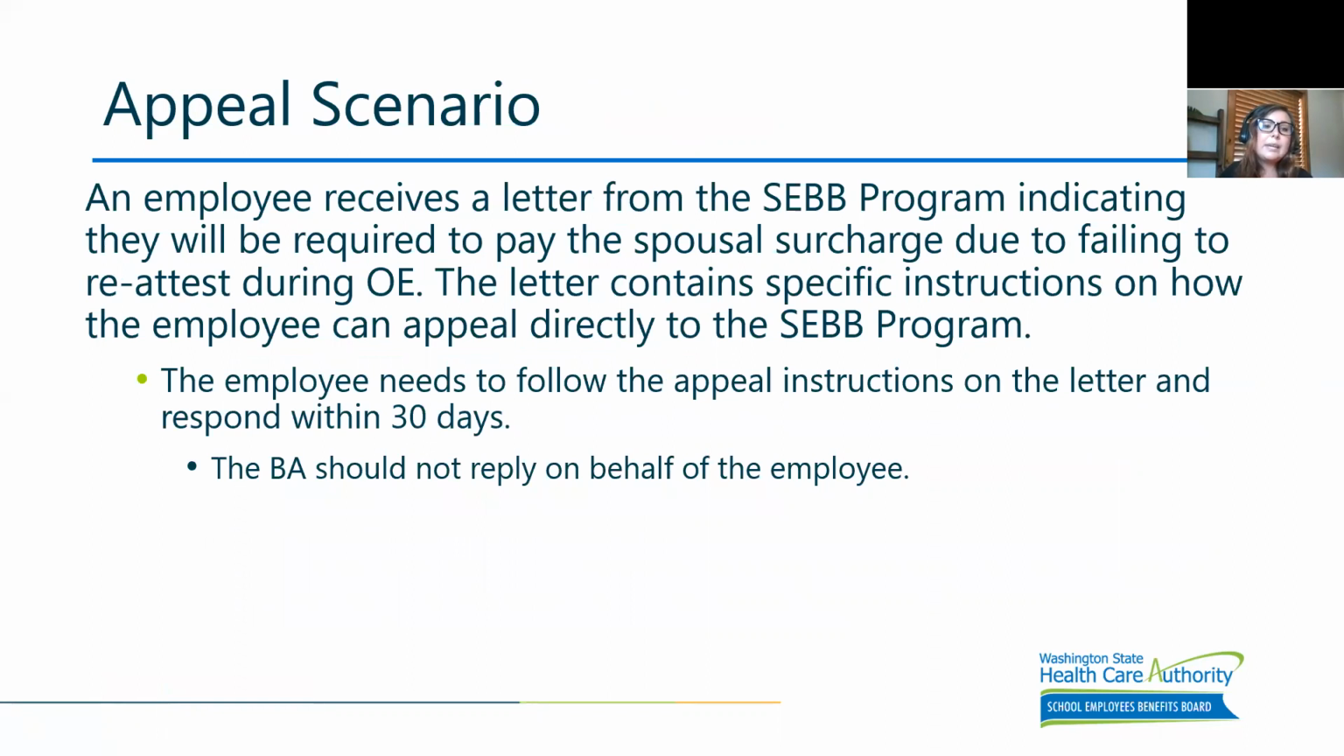So let's say we have an employee and that employee receives a letter from the SEBB program indicating that they will be required to pay the spousal surcharge due to failing to reattest during open enrollment. Now, this letter contains specific instructions on how the employee can appeal directly to the SEBB program. So this employee needs to follow the appeal instructions on the letter and respond within 30 days. The BA should not reply on behalf of that employee. This falls on the employee working directly with the SEBB program to get that appeal taken care of.